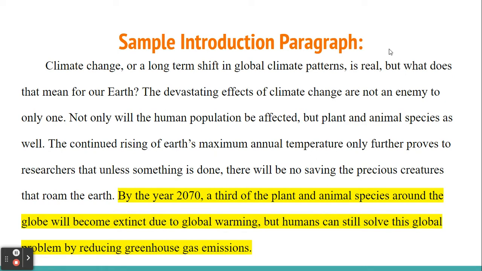So that is a solid introduction paragraph because in the first couple sentences, she explains what her topic is and gives some background information on it. And then the very last sentence that's highlighted is her thesis statement, right where it should be.